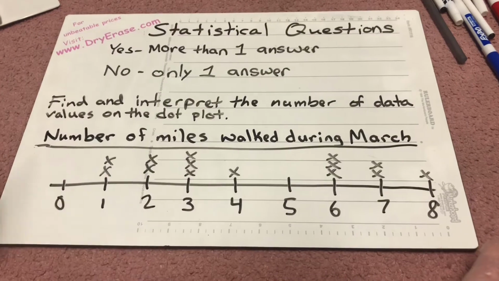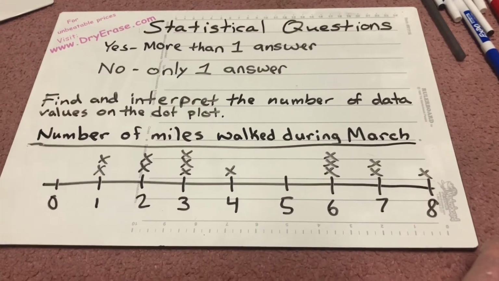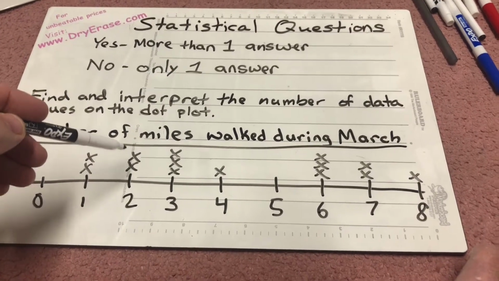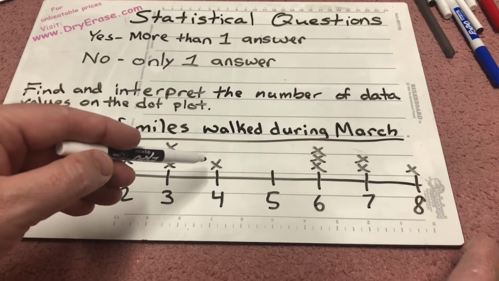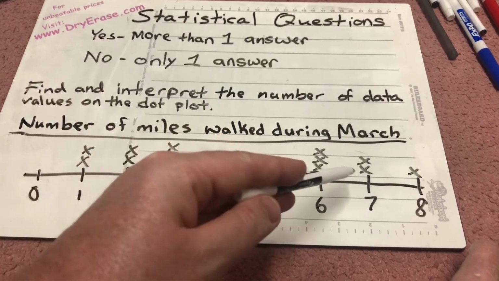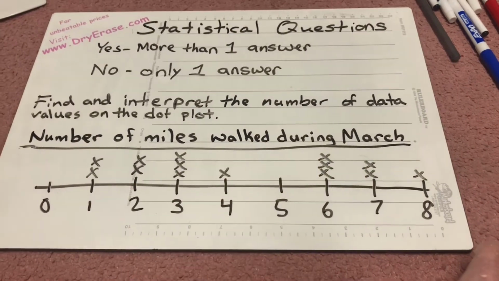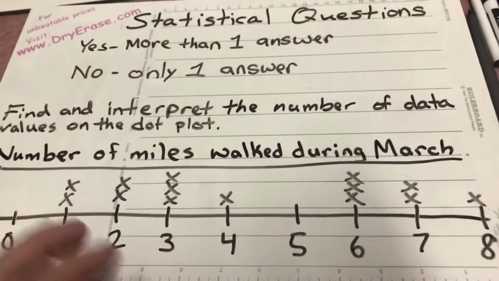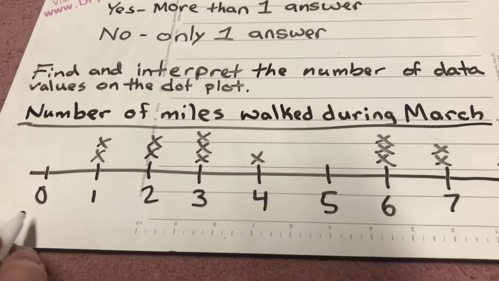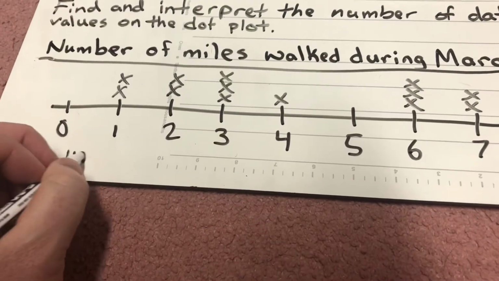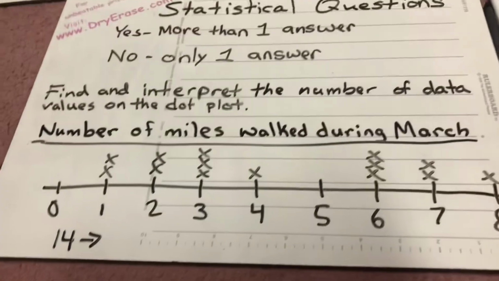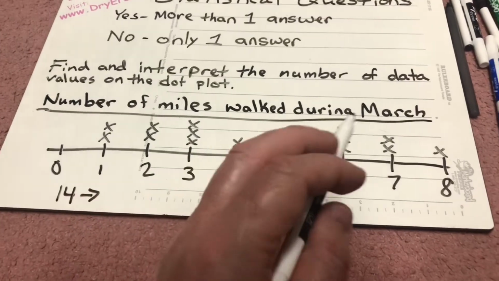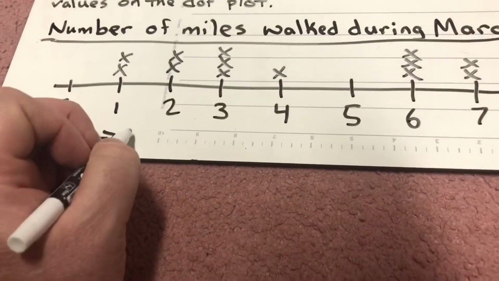So when we talk about find and interpret the number of data values, well, each X is a data value, so we count them. 1, 2, 3, 4, 5, 6, 7, 8, 9, 10, 11, 12, 13, 14. So there's 14 data values, okay? So when it talks about finding and interpreting the number of data values on the dot plot, first of all, we'd say, well, there are 14 data values. Now, what does that mean, that there are 14 data values? That means that the individual went on 14 walks during the month of March.